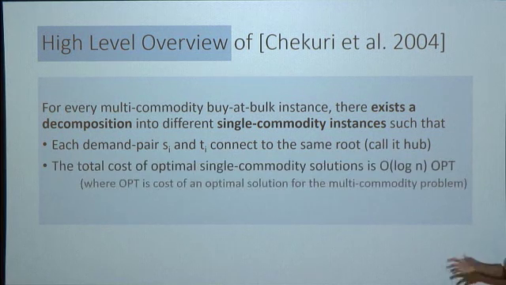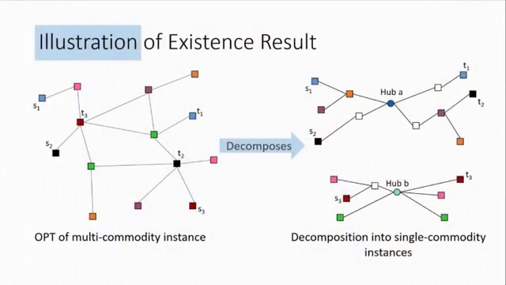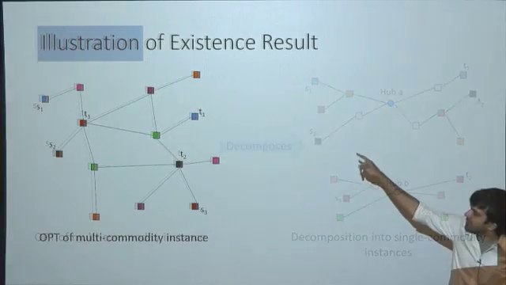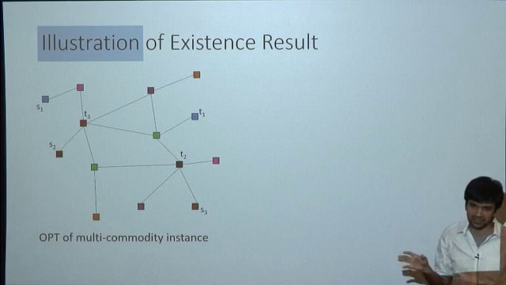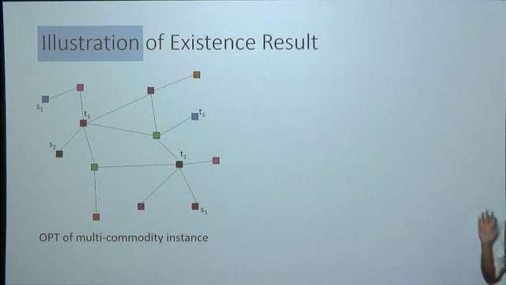Okay. And furthermore, they show that if you independently solve these single commodity instances and add up the cost, overall it's small. It's a logarithmic factor worse than the actual optimal solution. To illustrate, let's say the original optimal solution is something like this. The blue pair is connected using some path, the green pair is connected using some path, and so on. It's not necessarily very structured and you don't know this.